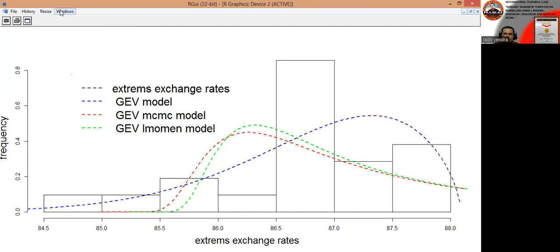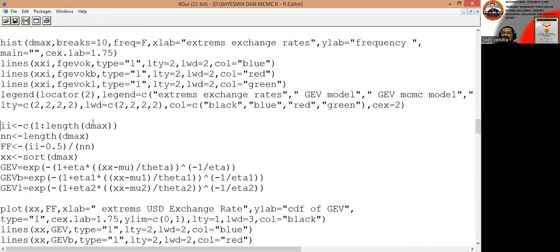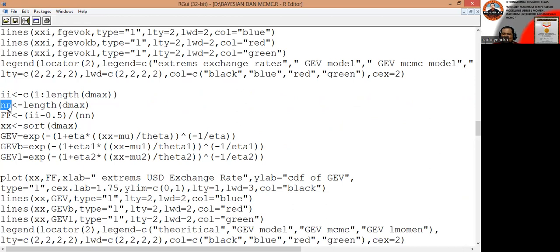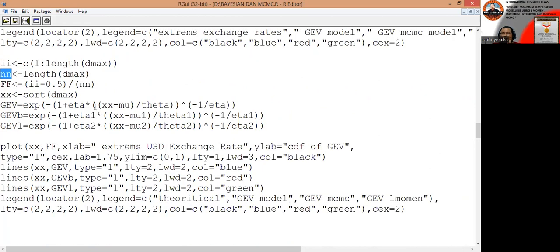After we have success to make the density plot, now we check by using cumulative distribution function. Don't forget, when we use the cumulative distribution function, we need the I parameter. I means the number 1 until the length of data. And NN means the length of our data. In our case today, we only have 21 data. So NN is 21.